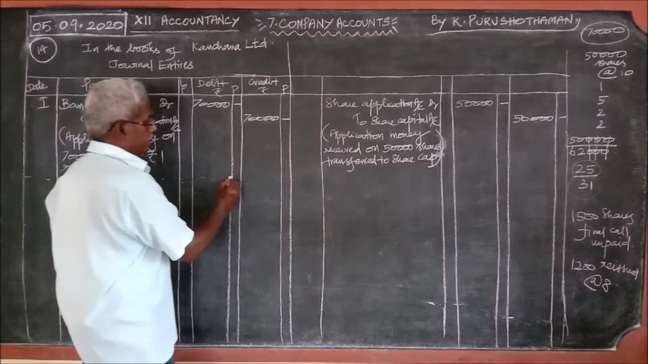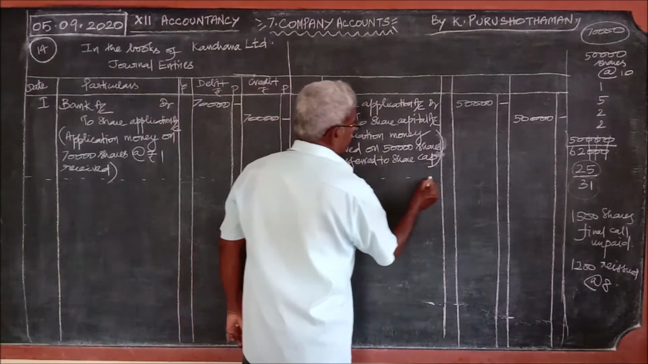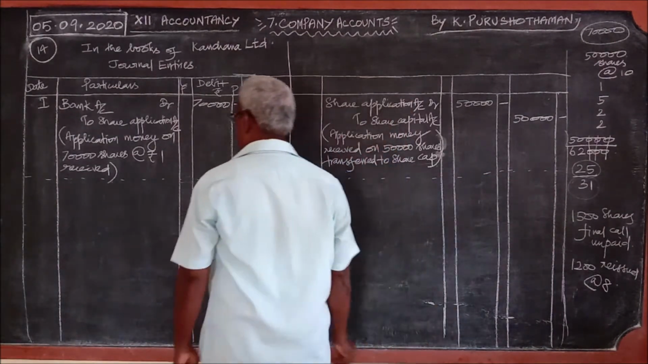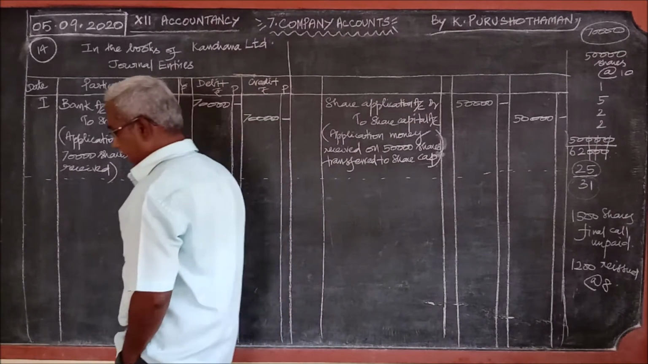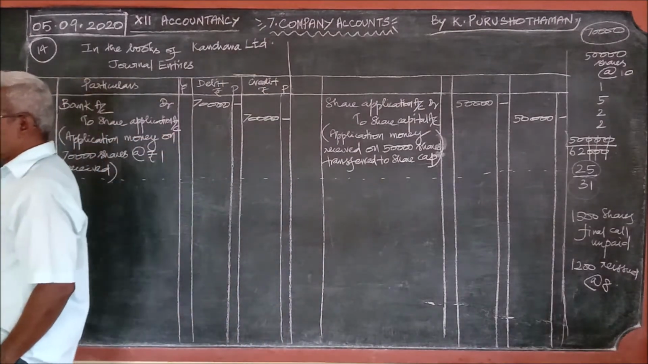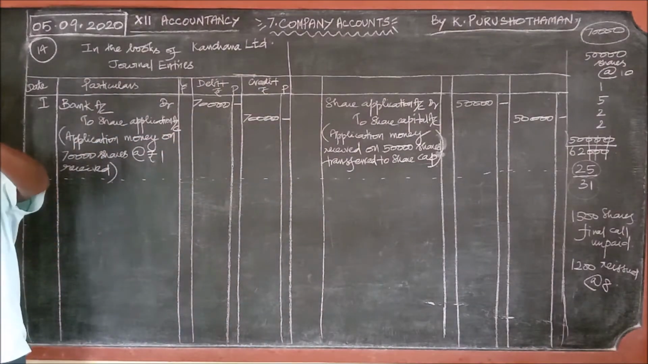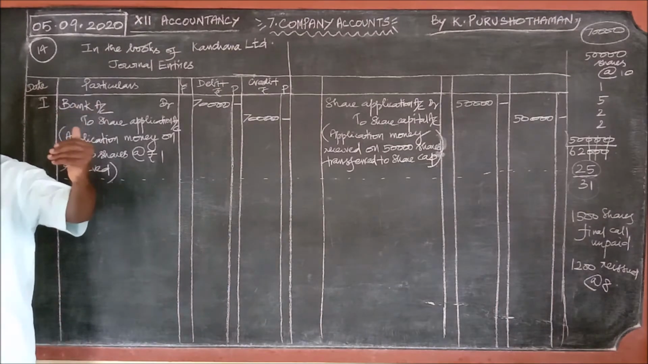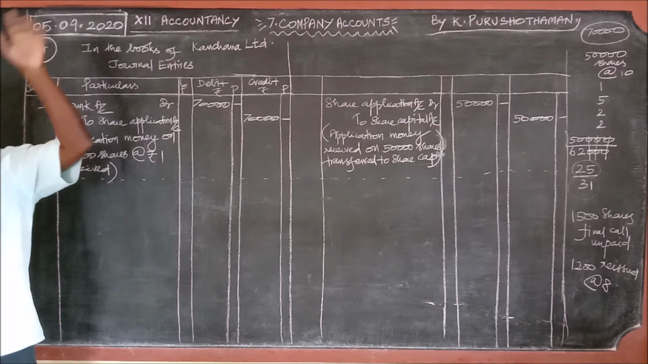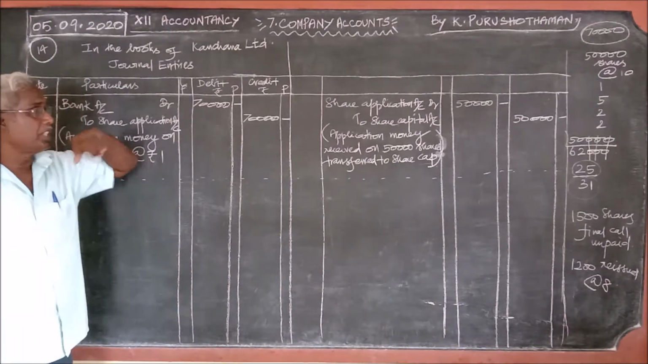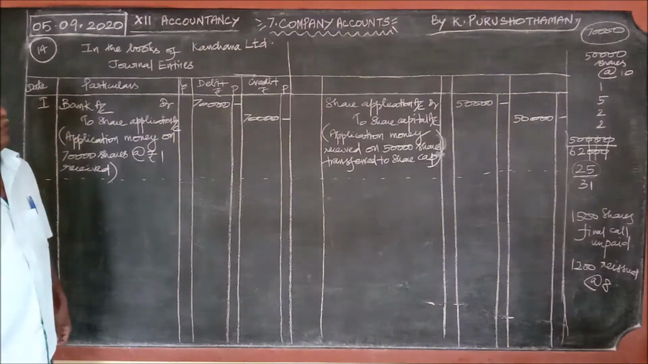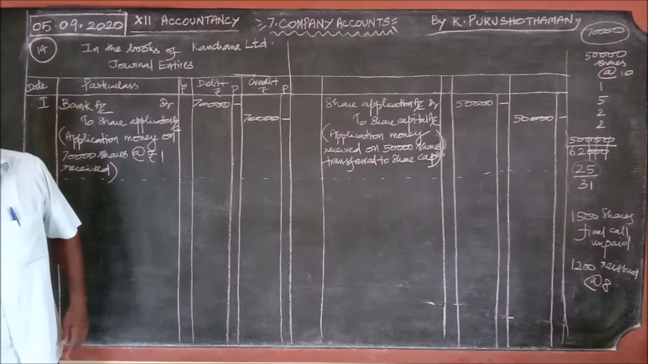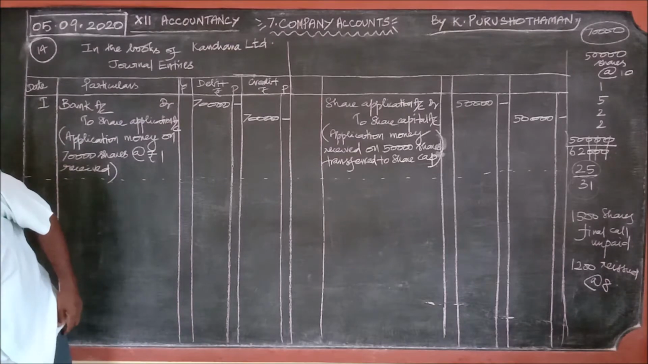The entry I am going to pass is not for the second stage, and we are going to discuss now what happens to those 20,000 excess shares. That is why the instruction is given, out of which 8,000 share application money was rejected.